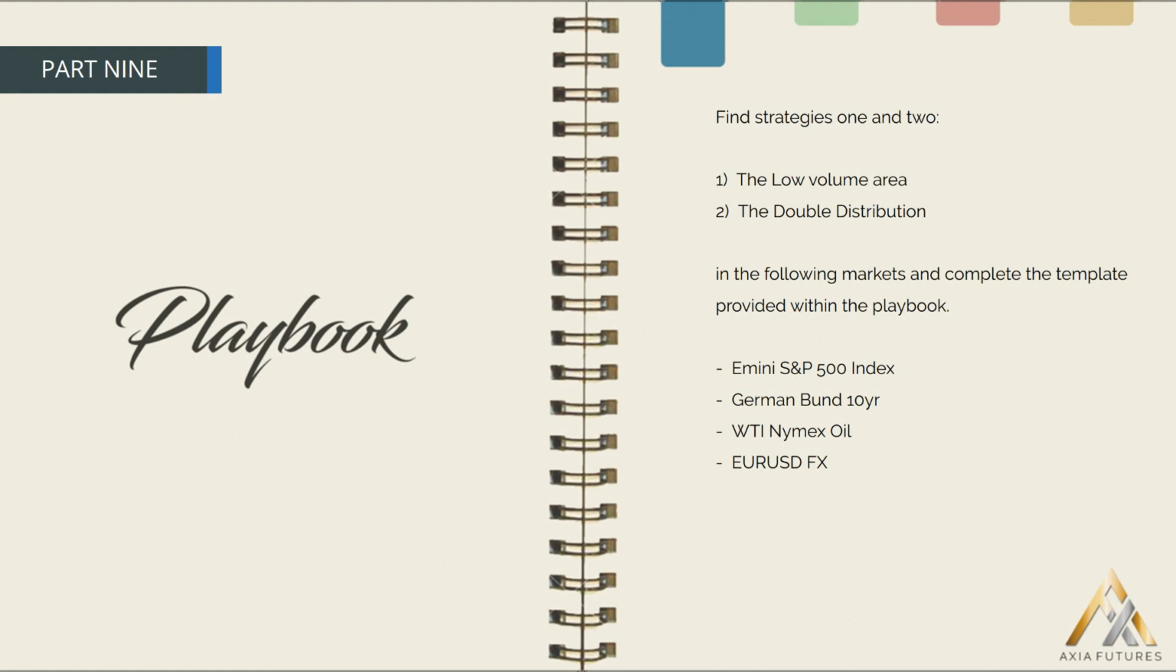So, answer the following. Find strategy 1 and 2 that we developed in part 9, the low volume area and the double distribution, and I want you to go and find them in the following markets and complete the template that I provided for you in the playbook. So find them in the E-mini S&P 500, the German Bund 10-year, the WTI NYMEX oil, and the Euro Dollar FX. Remember, take some time finding these strategies.